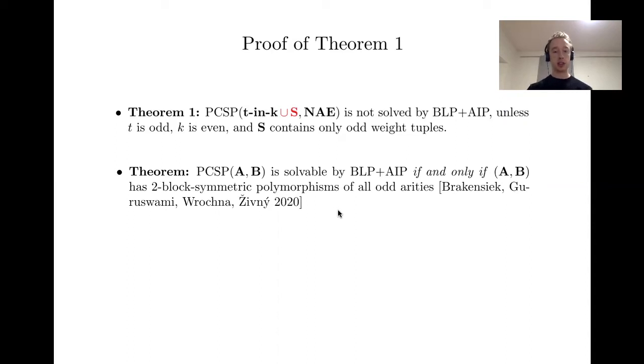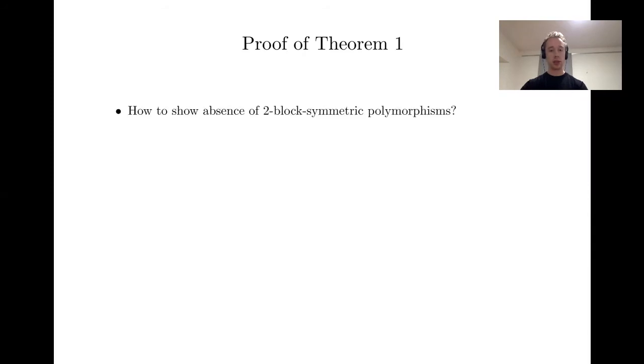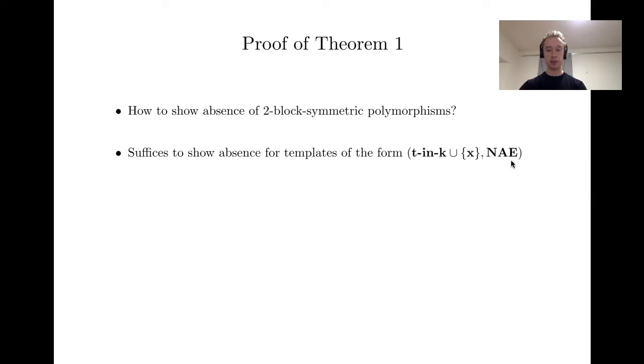Therefore, the main challenge is to show that templates of the form T and K union S, NAE don't have two-block symmetric polymorphisms of all odd arities. How do we show the absence of two-block symmetric polymorphisms? First, note that it suffices to show the absence for templates of the form T and K plus a single tuple X, NAE. This is because these templates have the largest gap between the first and the second relation, and so hardness of the others will follow via reduction.